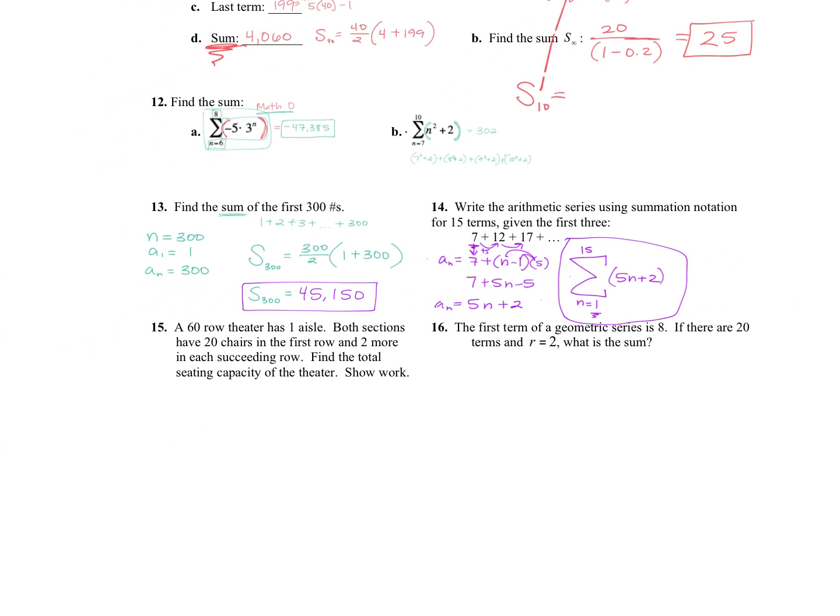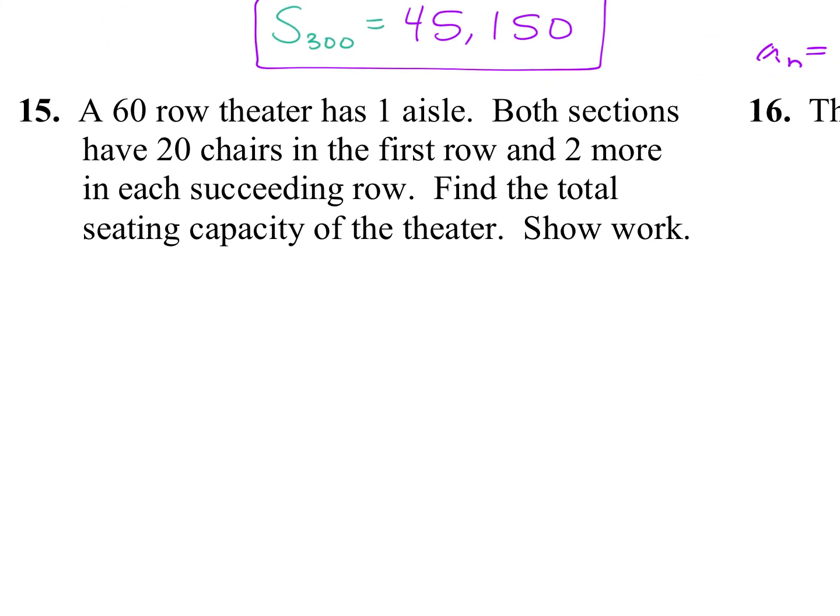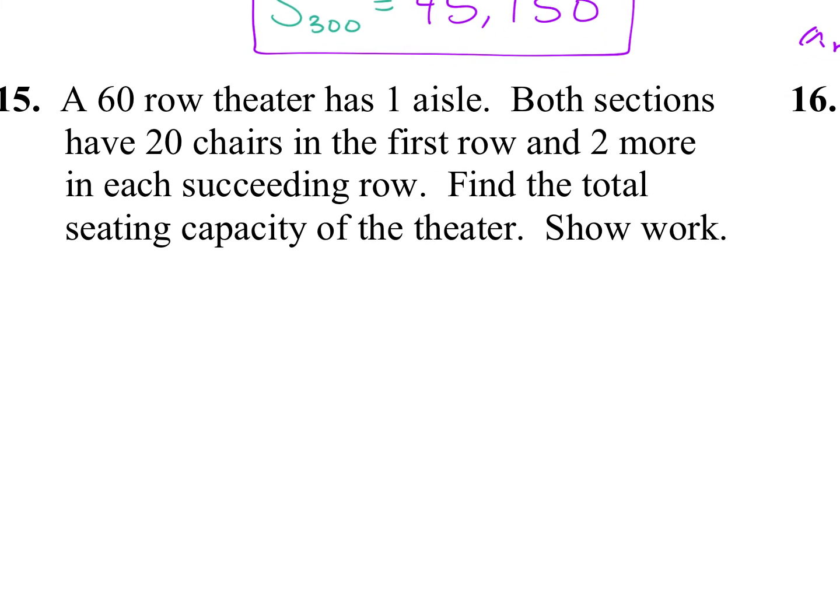Last two. This one's a little bit of thought here because it's the word problem, right? It says a 60-row theater has one aisle. So basically what they're saying is there's seats here, an aisle, and seats here, okay? We don't know how many, but that's the idea. One aisle. Both sections have 20 chairs in the first row. So that means there's 20 here and there's 20 here, okay? And then each row after that has 2 more.